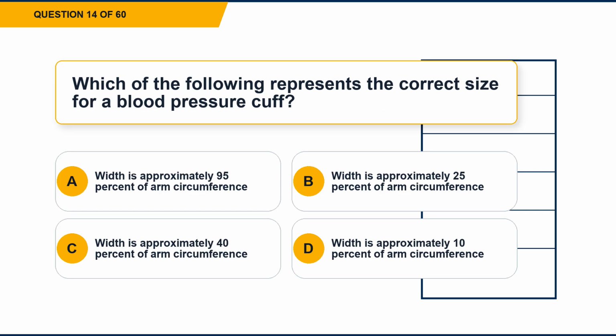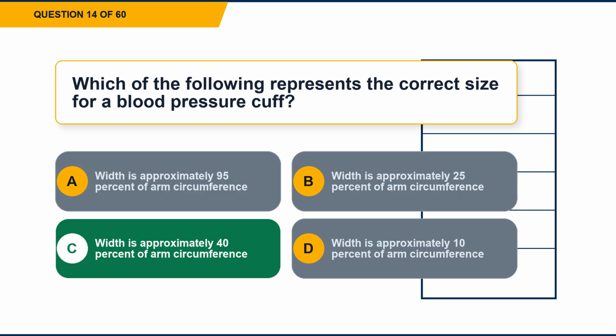Question 14. Which of the following represents the correct size for a blood pressure cuff? Option A, width is approximately 95% of arm circumference. Option B, width is approximately 25% of arm circumference. Option C, width is approximately 40% of arm circumference. Option D, width is approximately 10% of arm circumference. The correct answer is option C, width is approximately 40% of arm circumference.